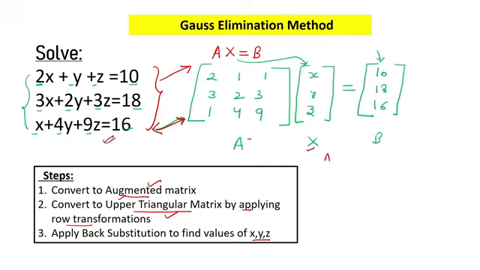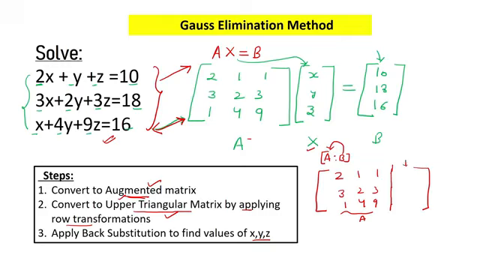Now the augmented matrix is of the form A colon B. So what does it mean? Augmented means to join something to something. We have to join the B vector to the A matrix. That means we write this A matrix, and now we can either put a colon or a straight line, whatever you want. Now here we write the B values, which are 10, 18, and 16. So this complete matrix is an augmented matrix.